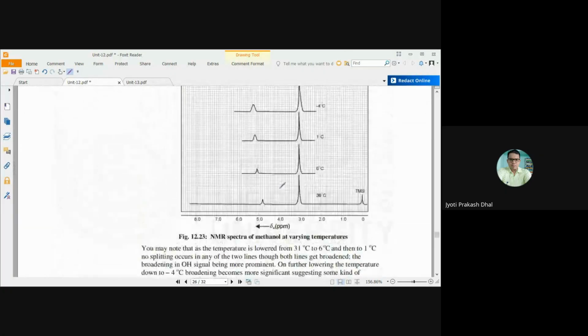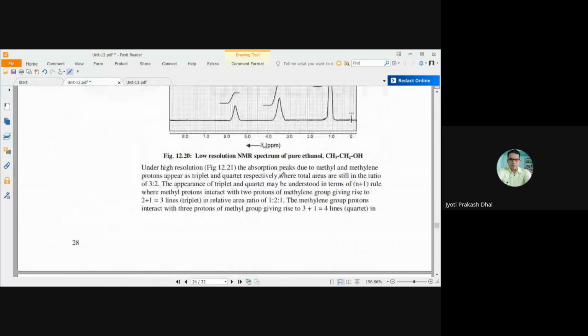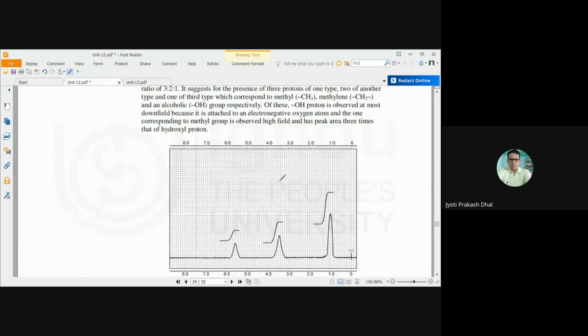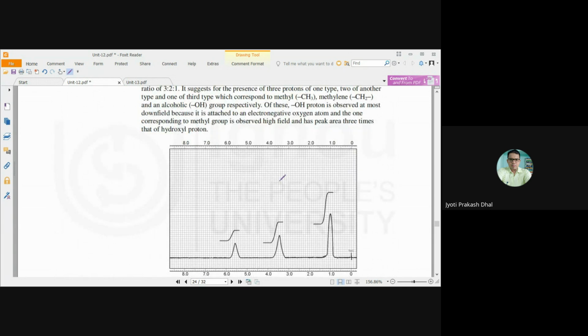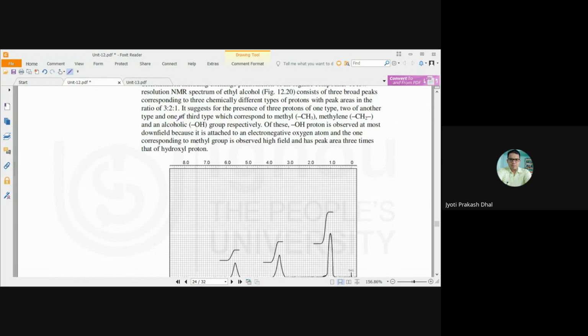So these are the NMR spectra of different types of compounds. You can see the first one is the NMR spectrum of ethanol. In ethanol, you know that the compound contains three different types of protons. So it suggests the presence of three protons of one type, that is CH3, two protons of another type, that is CH2, and one proton of the third type, that is OH, right? Of course the OH proton is observed at the most downfield because it is attached to an electronegative oxygen atom, and the methyl group is observed at high field.